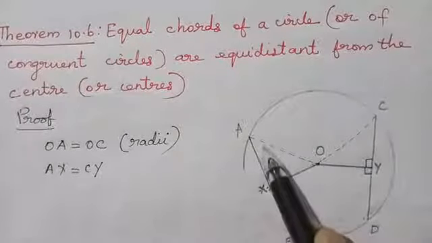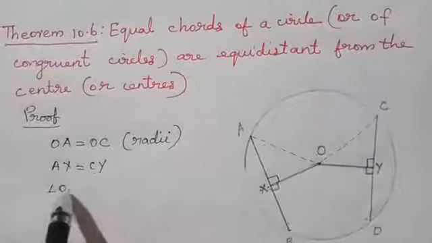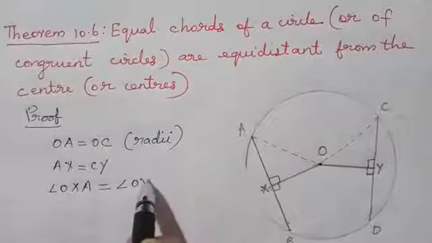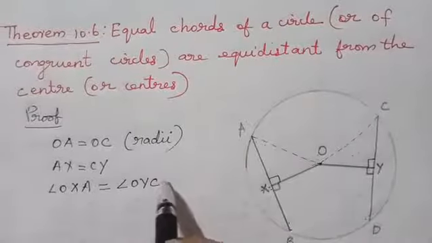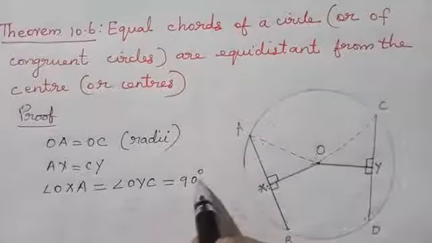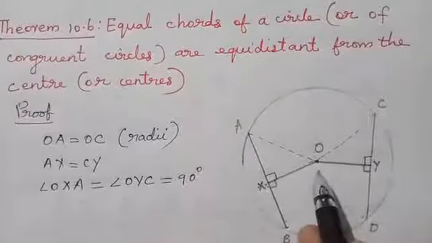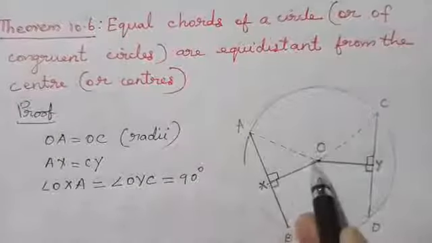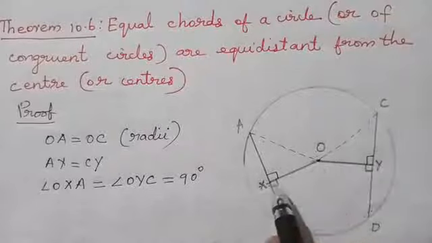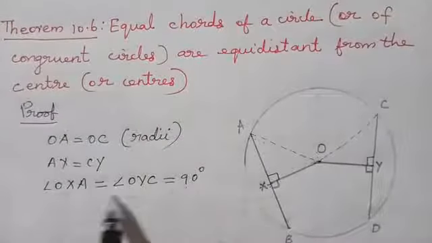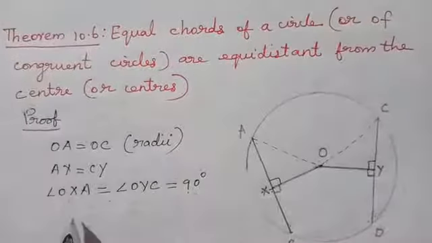Now angle OXA equals angle OYC, which equals 90 degrees. That is given because, in the theorem, these line segments are perpendicular from the center. So both angles are 90 degrees.